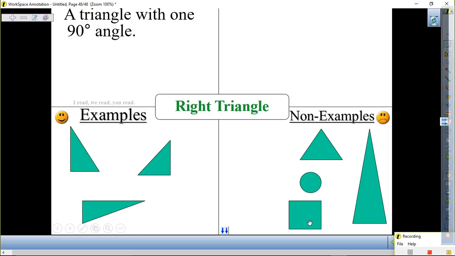Caleb? It has 4 sides and has 4 right angles. According to the definition, it's one angle, and it's not a triangle, it's 4 sides. How about this one right here? Beto? It doesn't have any angles. It actually does have angles.